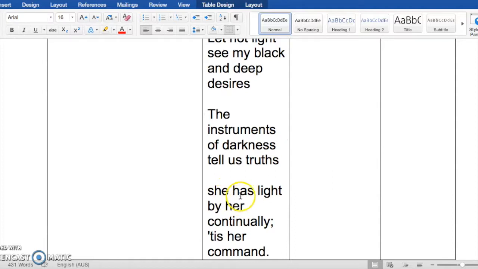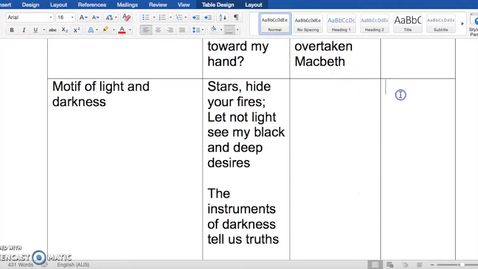This is a very interesting line from Lady Macbeth's maid. She says she has light by her continually, 'tis her command. She becomes afraid of the dark to the point where she asks for a light to be with her continually. So here Shakespeare is using the motif of light and the motif of darkness to explore, for example, the theme of good and evil. It is as simple as that: good is represented by light, evil is represented by darkness or by blackness.